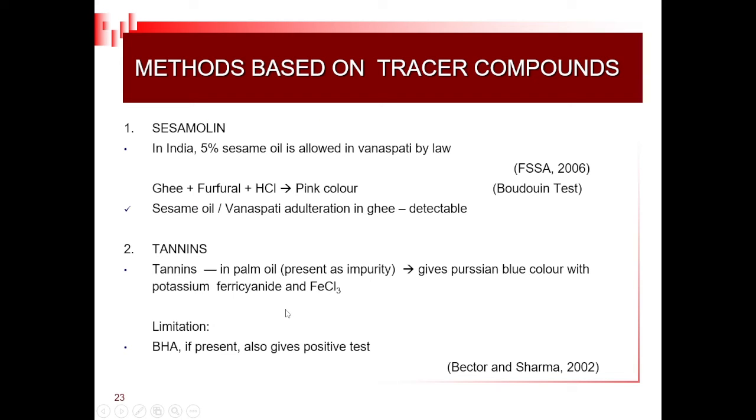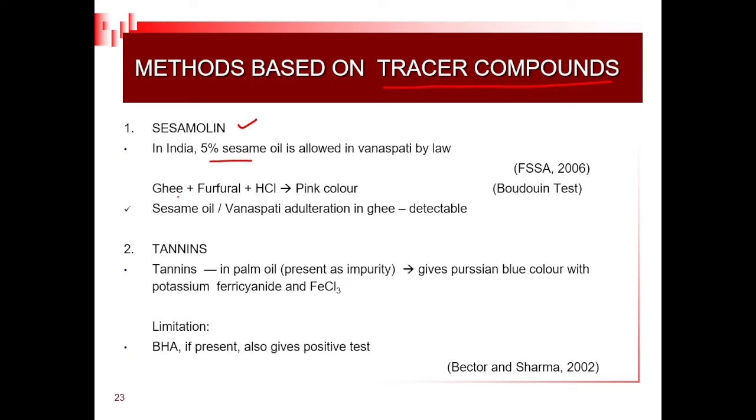Now some of the methods are also based on tracer components. Tracer components are those compounds that are present in very small quantity in the adulterant but not present in the pure fat. For example, sesame oil. In India, it is mandated to add 5% sesame oil in vanaspati to enable its detection in ghee. And this video is also there on our YouTube channel. You can just quickly watch it.